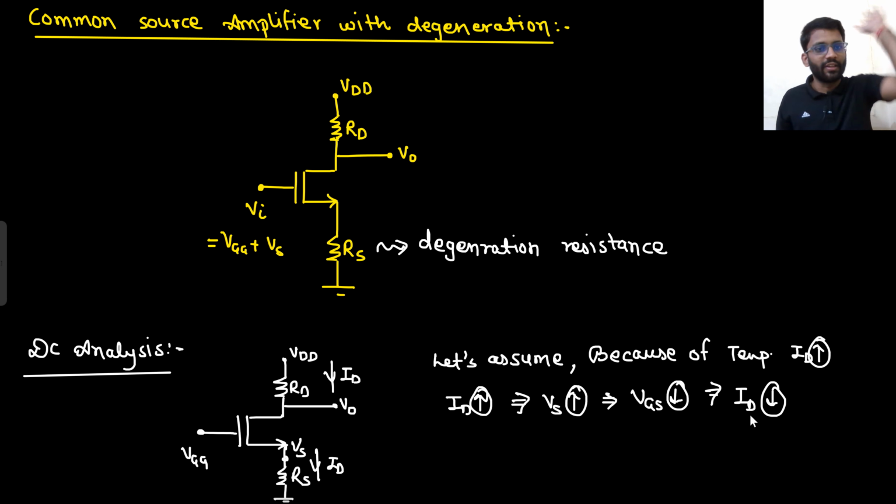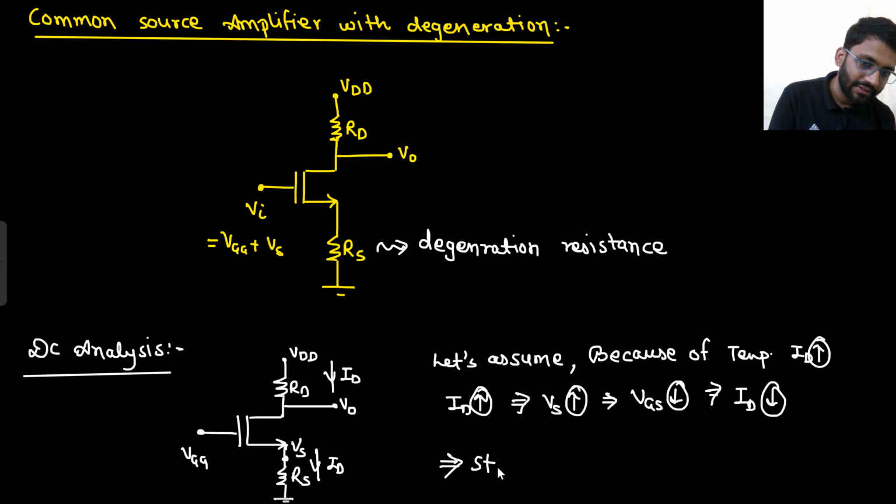It's not that it will keep on increasing. So because of temperature or anything, if the current increases, since there is this degeneration resistance, that will stabilize the current. So it is stabilizing our circuit. So we are having a stable circuit. Stability is achieved.